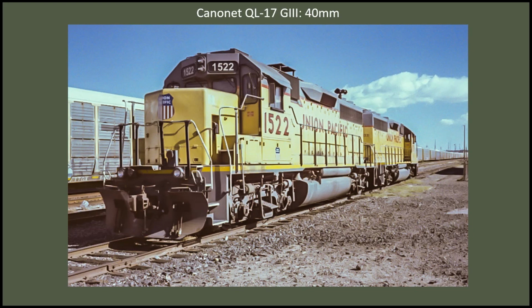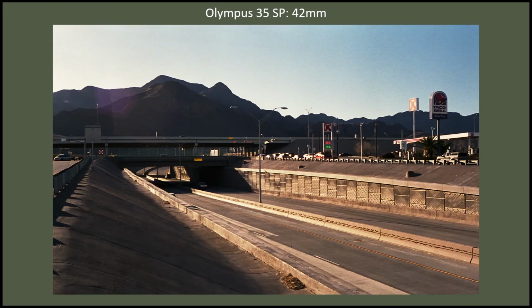So this is from a Canonet QL17 G3, and that's a normal 40 millimeter perspective. Next, this is where Highway 54 meets Trans Mountain in El Paso, and those are the Franklin Mountains in the background. That's what separates east and west El Paso, that mountain range. And here, this is an Olympus 35 SP, at 42 millimeters. It's taken almost at sunset. You can see where I'm getting some flare. I'm flaring the lens here because the sun is setting.